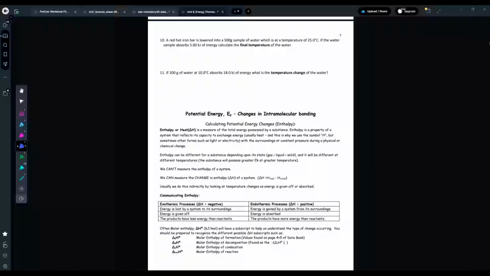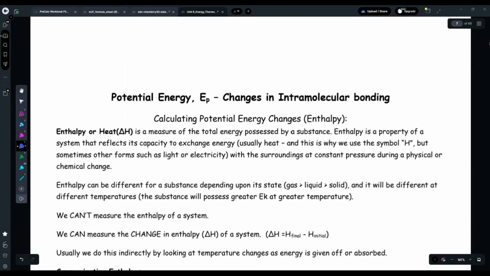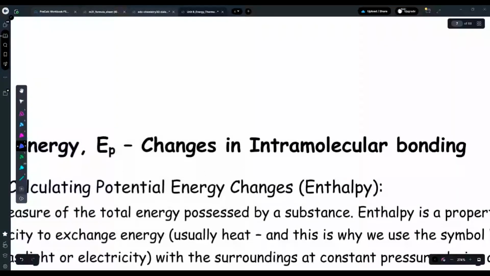In this video, we're going to go over potential energy and how we can calculate potential energy of a system. Potential energy involves changes in intramolecular bonding. As a reminder, intramolecular bonding is your covalent bonds, so bonds between two non-metallic elements, or ionic bonds, which are between a metal and a non-metal.